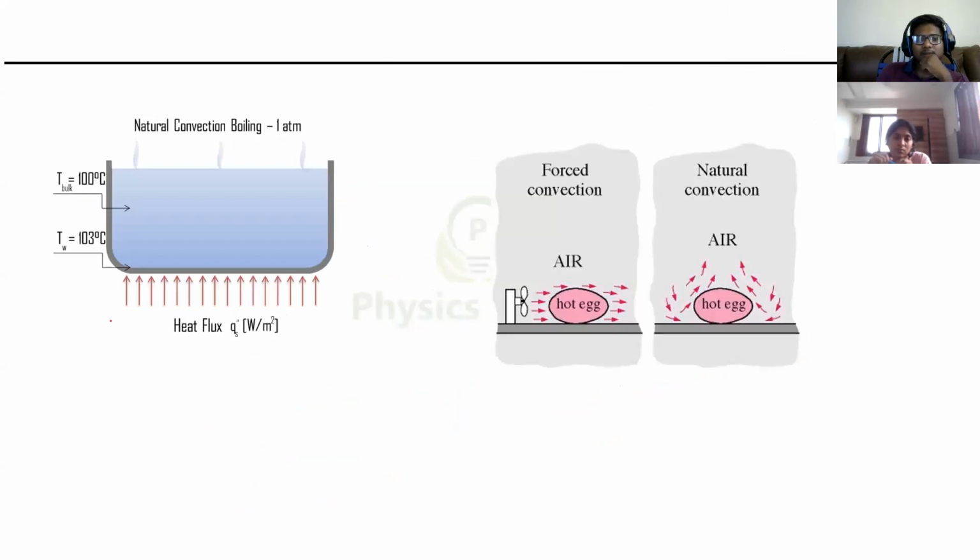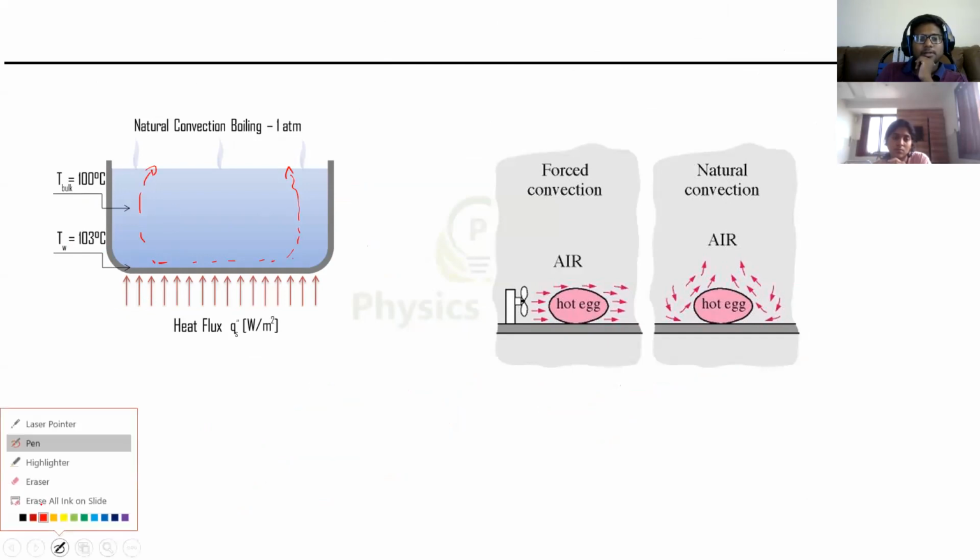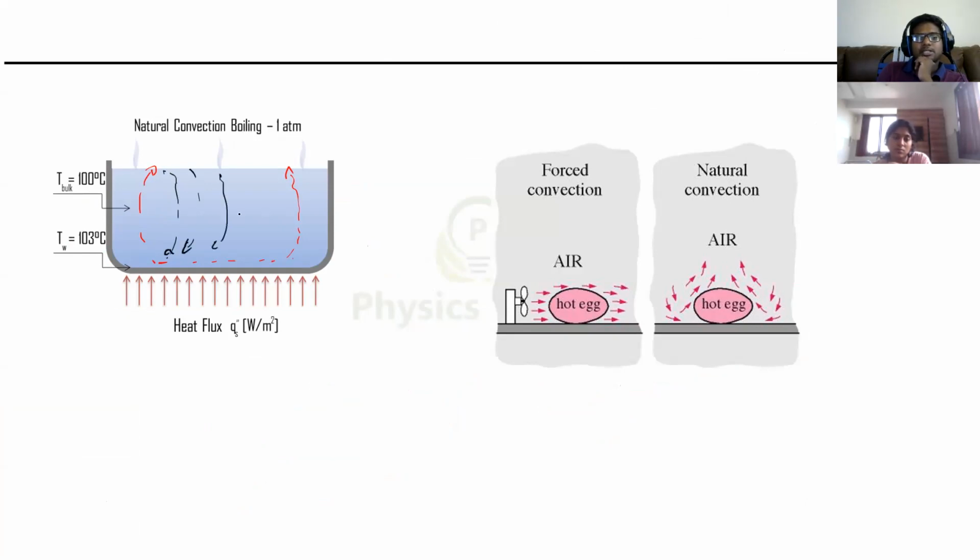So these are two example diagrams you can see. Here the temperature will be higher, so the liquid molecules with higher temperature will go up, and the lower temperature molecules, which are at the higher point, will come down because their density is less.